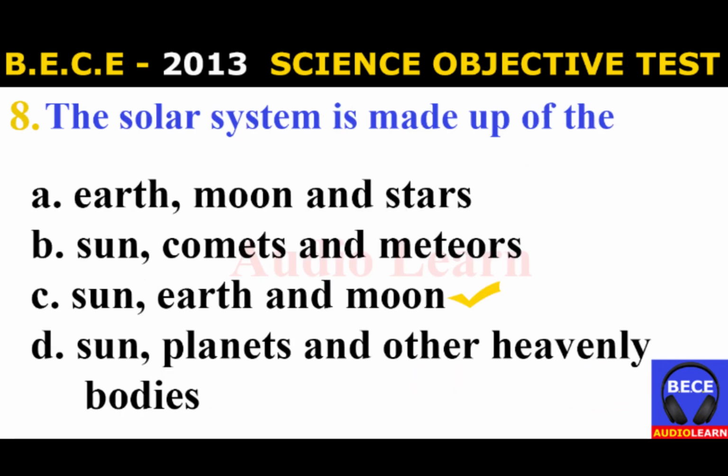Number 8. The solar system is made up of A. Earth, Moon, and stars. B. Sun, comets, and meteors. C. Sun, Earth, and Moon. D. Sun, planet, and other heavenly bodies. And the answer is C. Sun, Earth, and Moon. The solar system is made up of the Sun, Earth, and Moon.